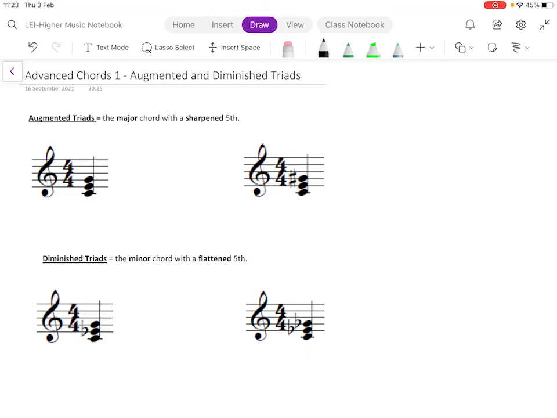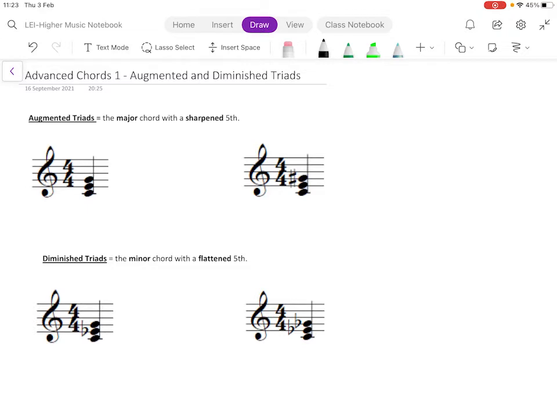Hi everyone, this is a video explainer on advanced chords, augmented and diminished triads. This is going to be the next unit that we're covering in our music theory. We've spoken about augmented and diminished triads previously, but that was more in regard to being able to identify them when we hear them. So if you hear a chord, being able to identify whether it's augmented or diminished.